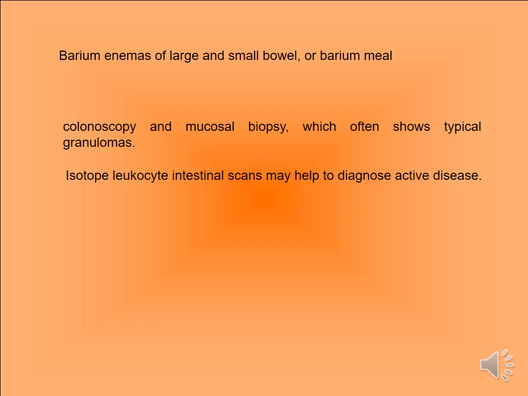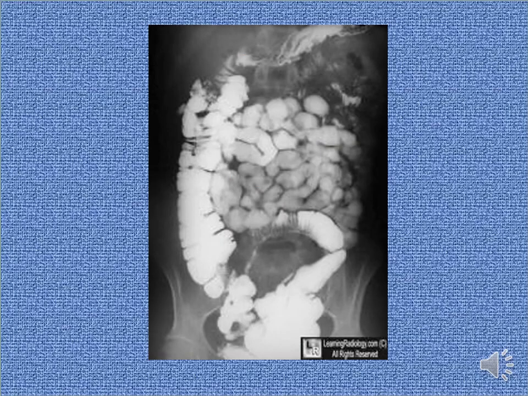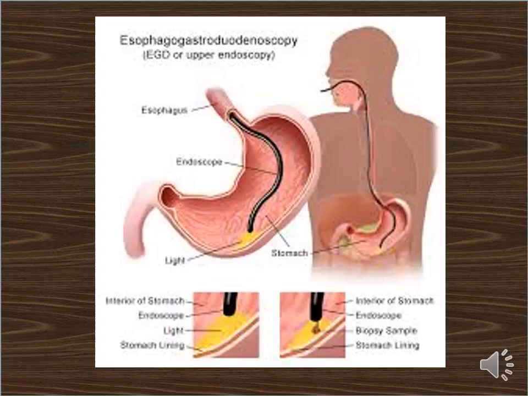Barium enema of the large and small bowel, or barium meal for the ileum, or barium enema for the cecal region. Colonoscopy and mucosal biopsies often show typical granulomas. The colonoscope goes to the ileocecal region, and you can examine, take a biopsy, or treat this condition. A leukocyte intestinal scan may help to diagnose active disease. This is a barium enema, and you can diagnose Crohn's disease.